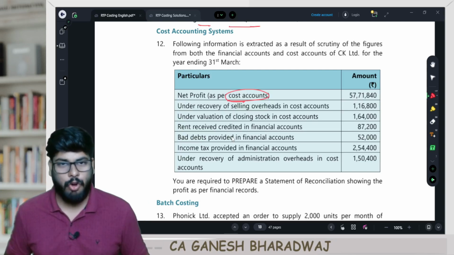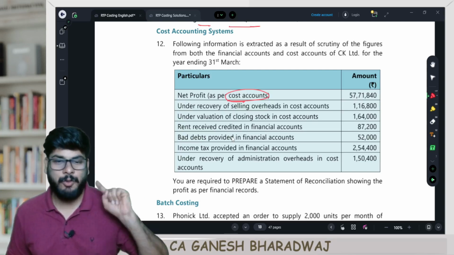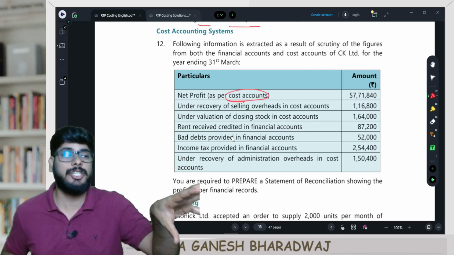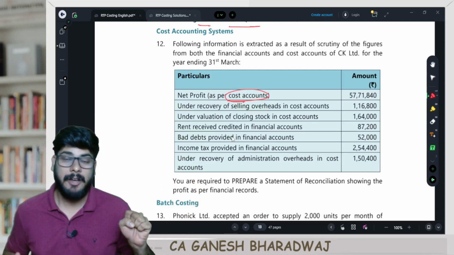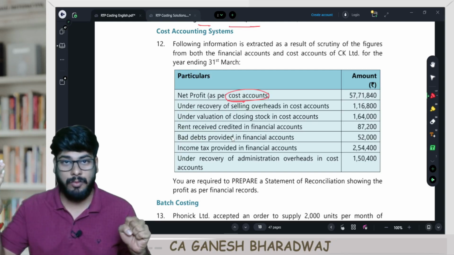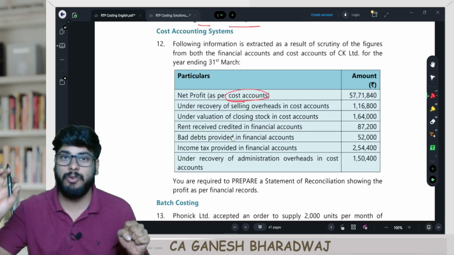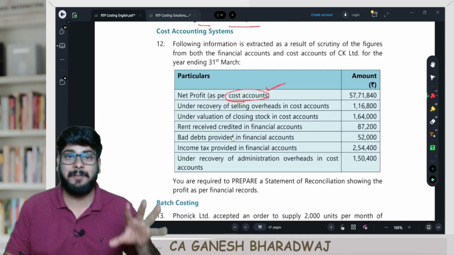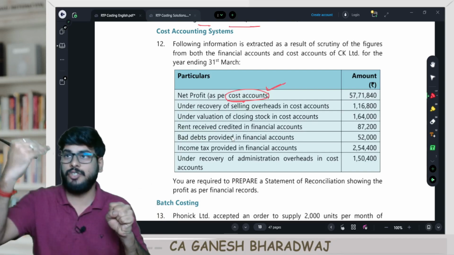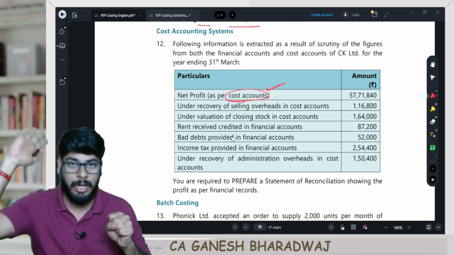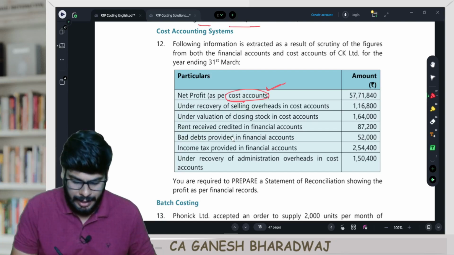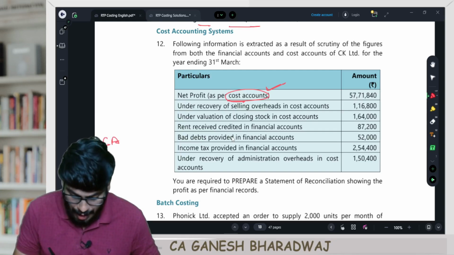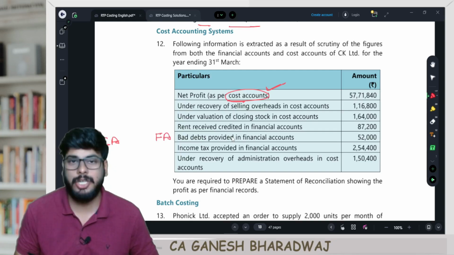Now, how do we go about with this? First of all, you need to understand that in cost accounts, all the overheads that get charged are only the absorbed overheads. Whereas in your financial accounts, the overhead that hits your P&L is going to be actuals, right? So now they have given us the profit as per cost accounts. They are asking us to find out the profit as per what? Your financial accounts. Clear with this, right? So profit as per cost accounts is there, and you need to arrive at the profit as per financial accounts, right?